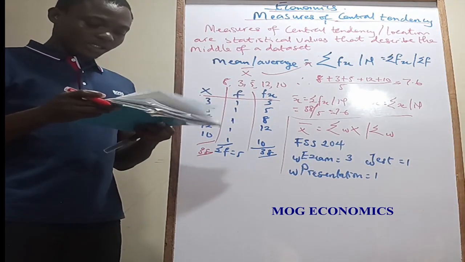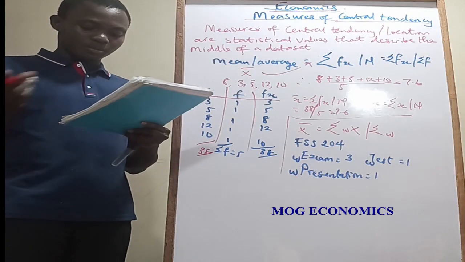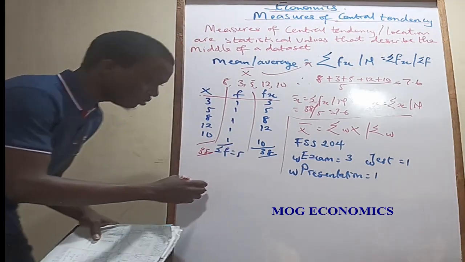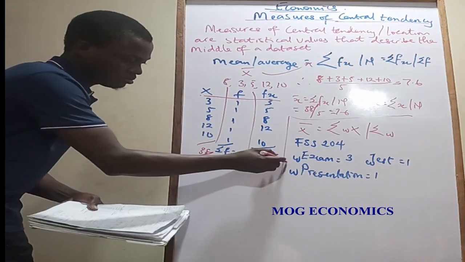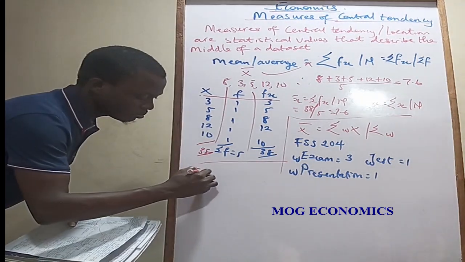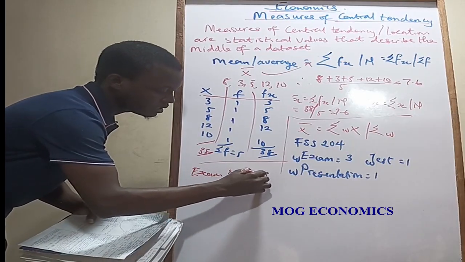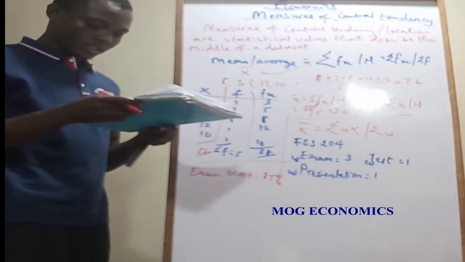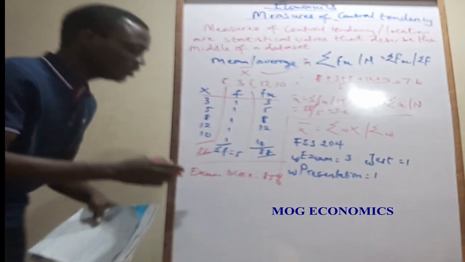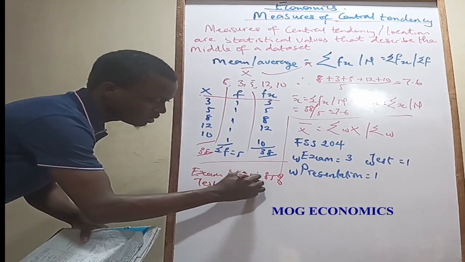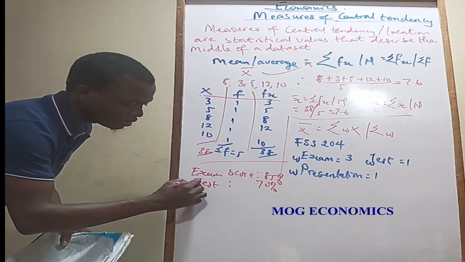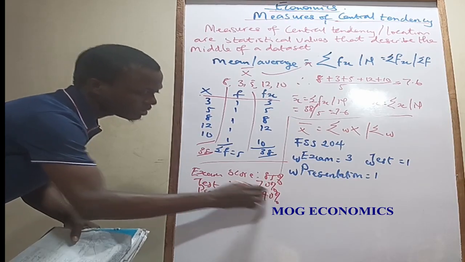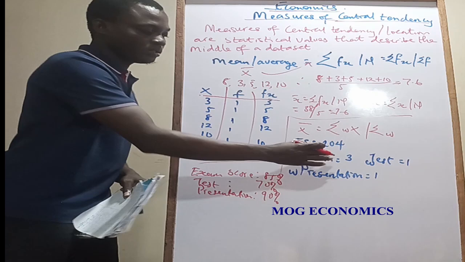So now there is a student called Marvelous, for example, who scores 85% on the exam. So exam score 85%, right? And then 70% on the test and 90% in the group presentation. So test score 70%, and then presentation 90%. So what's the weighted average of this student, given this kind of weight?